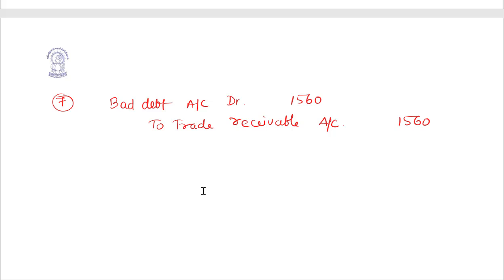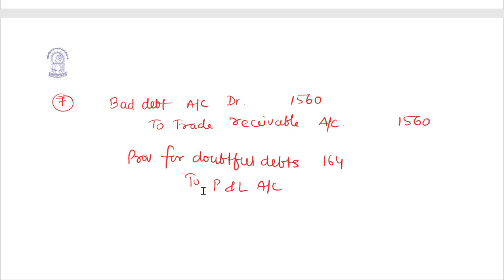So just write it over here. Provision for doubtful debts 164 to profit and loss account 164.